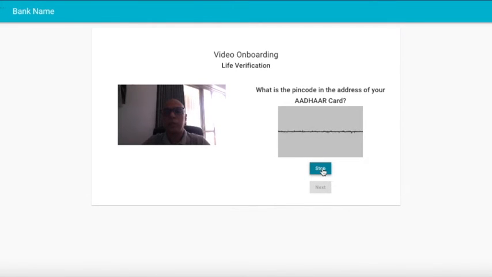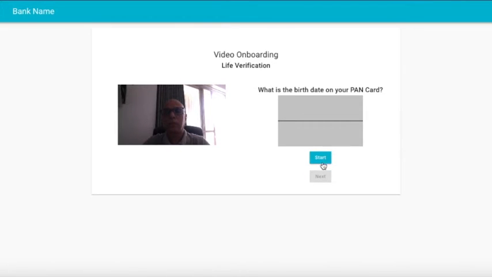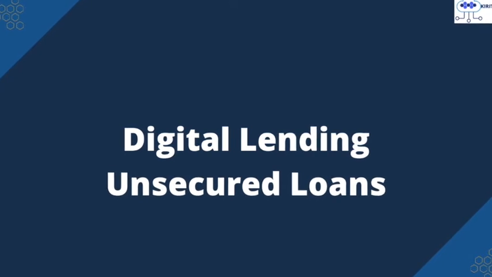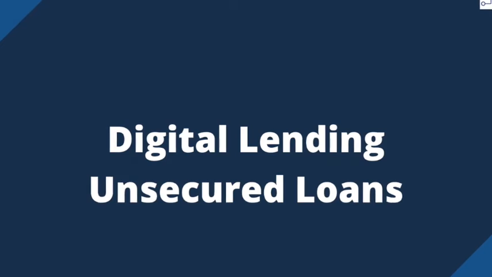3 random questions are asked based on user documentation provided. Answers provided are validated with available information. On successful validation, the user is on board. The lending process starts after this.